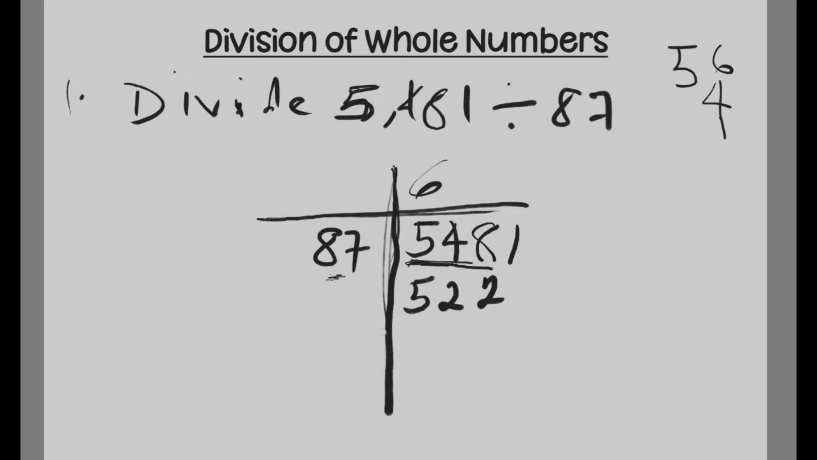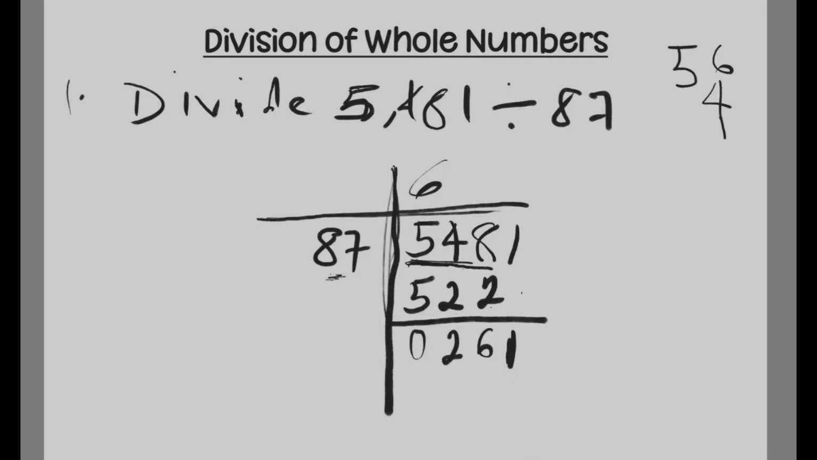So then I'm going to minus this number. I'm going to put it right here and minus this number. So I'm going to have 5 minus 5 is 0. 4 minus 2 is 2. 8 minus 2 is 6. 1 minus 0 is 1. So I'm going to put 1 right here. So now I have 261.